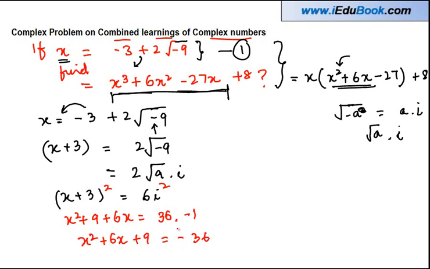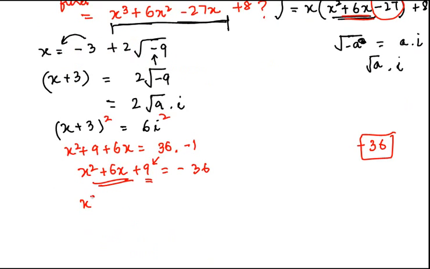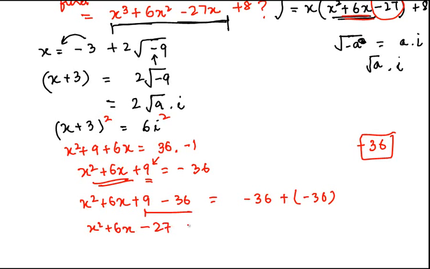But if I compare this equation over here, what do I have? I have minus 27. So how can I get minus 27 here? If I add minus 36 here, so I will add minus 36 to both the sides. So I get x square plus 6x plus 9 minus 36 is equal to minus 36 plus minus 36. This gives you x square plus 6x minus 27 is equal to minus 72.